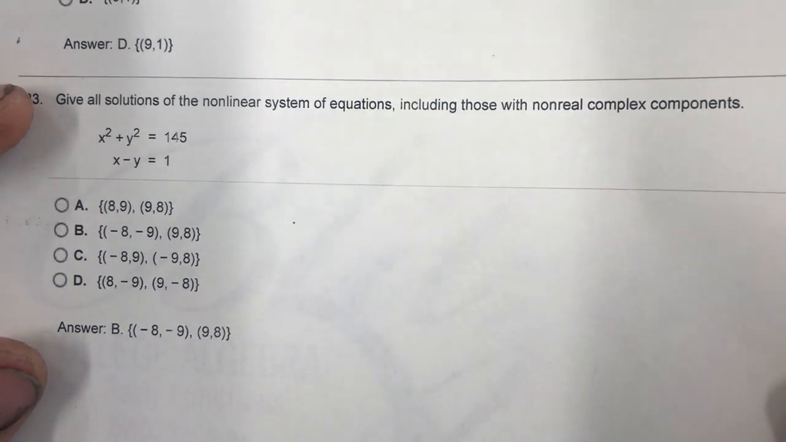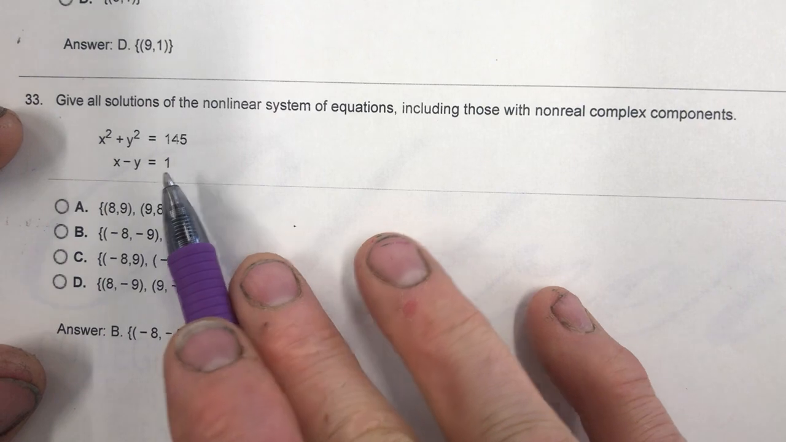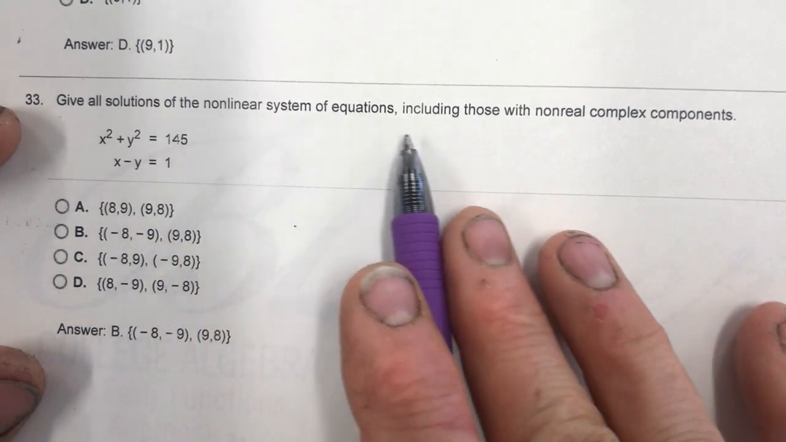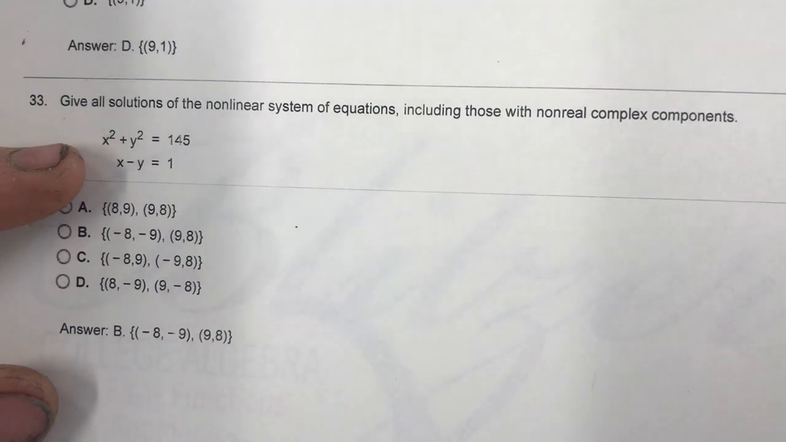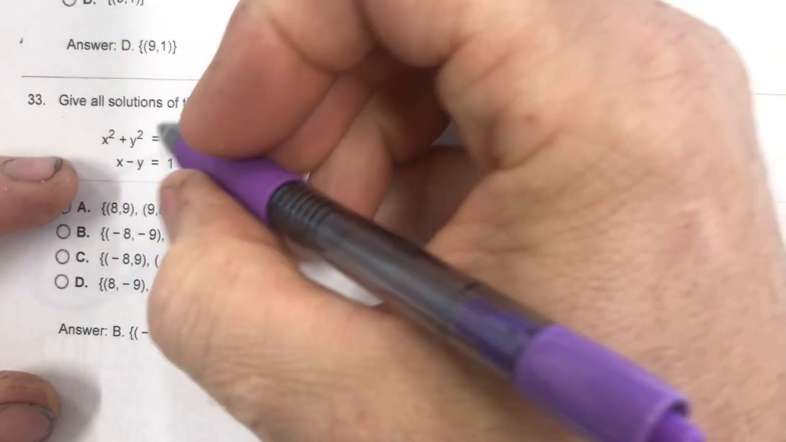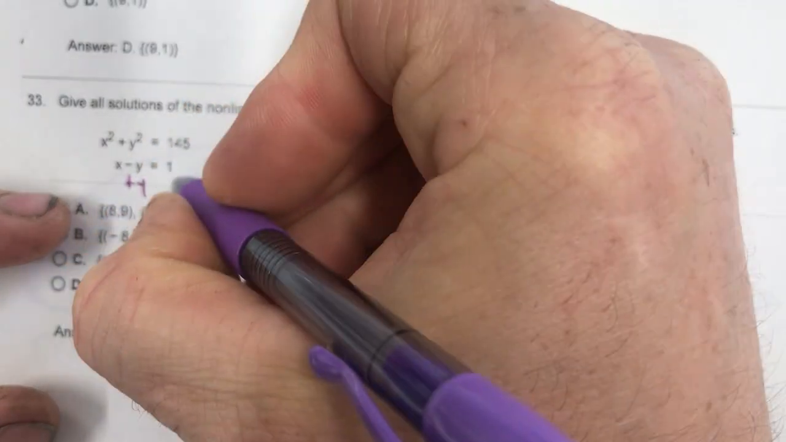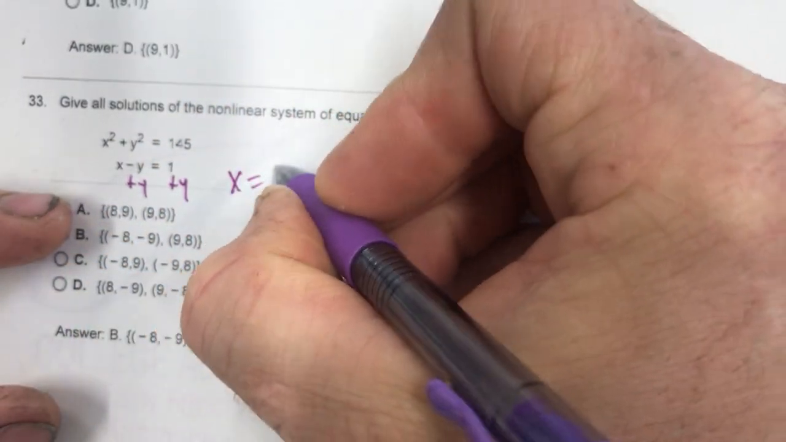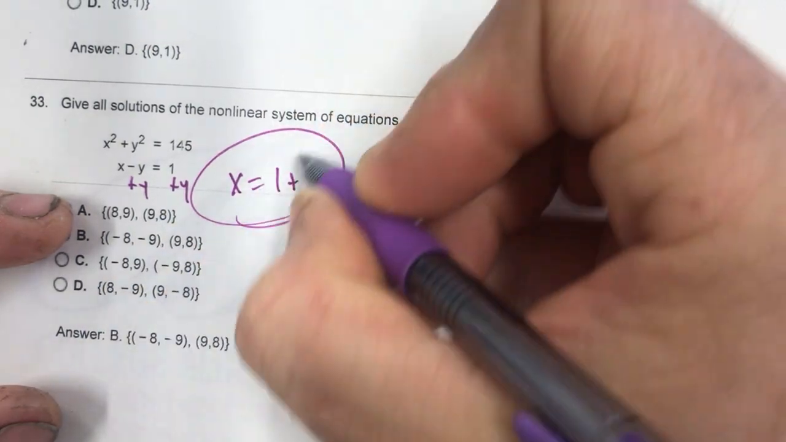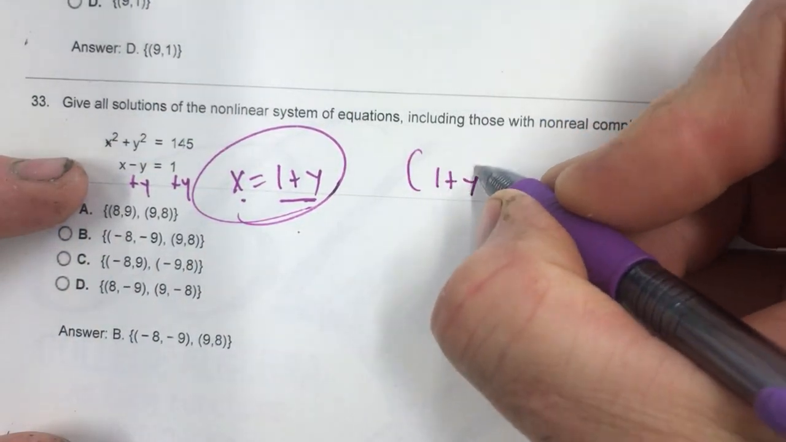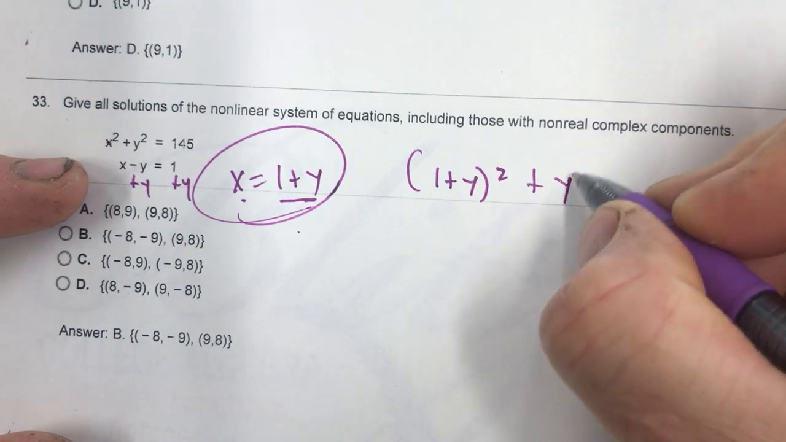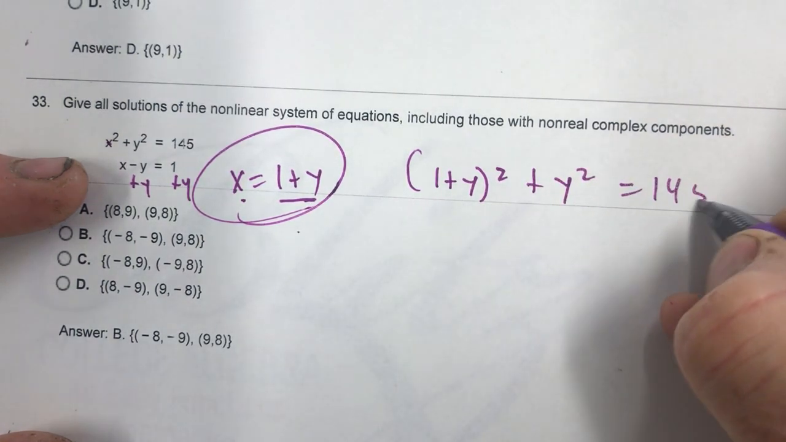Then my last one on here. Give all solutions of the nonlinear system of equations. Okay, so we've got a nonlinear one. So what I'm going to have to do is add a y here on both sides. X equals 1 plus y. And I'll plug this in for x in the other equation. So I have 1 plus y squared plus y squared equals 145.